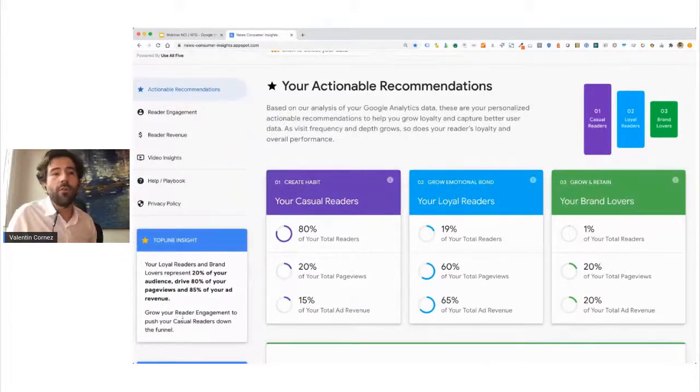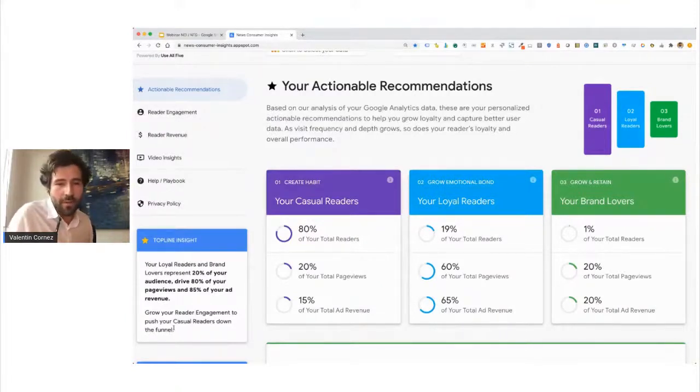You need to grow your reader engagement to push your casual readers down the funnel. So this is kind of the starting point. Once again, you need to optimize that funnel because that's where the value is, and that's how you build a sustainable business. So now the question is how to do so.